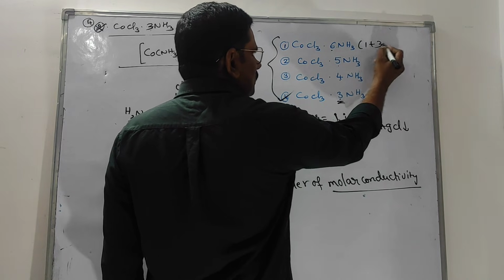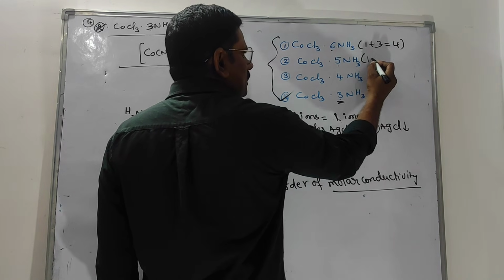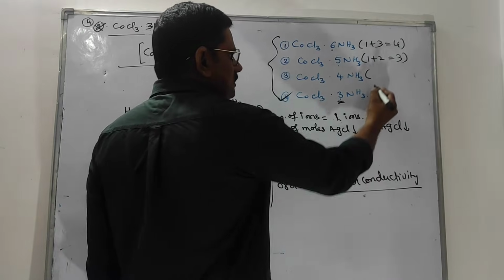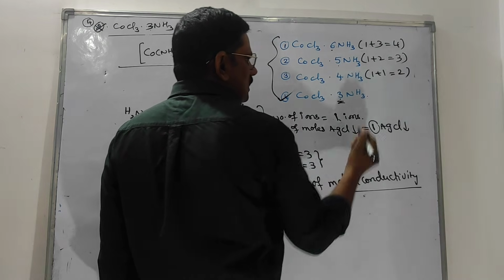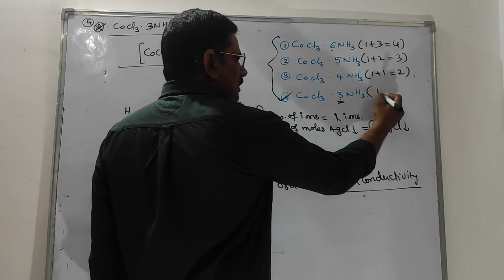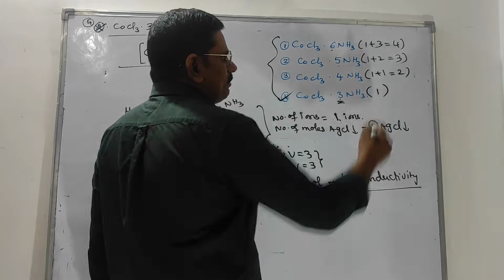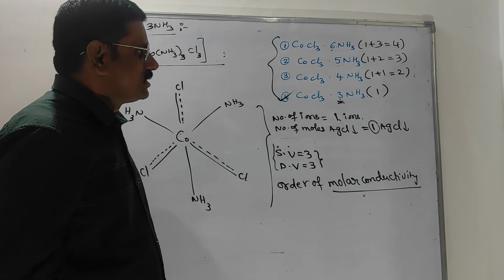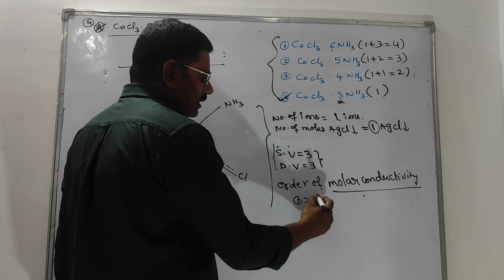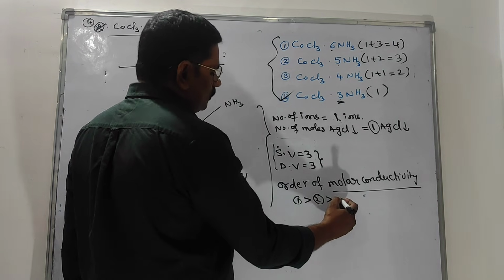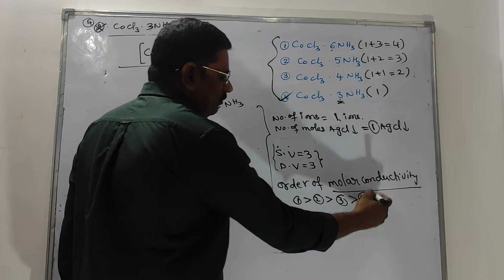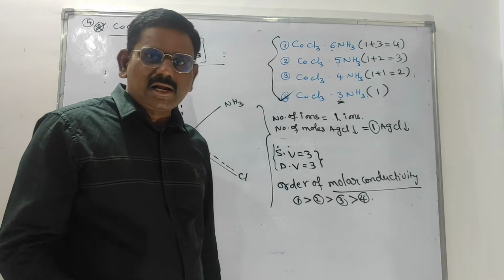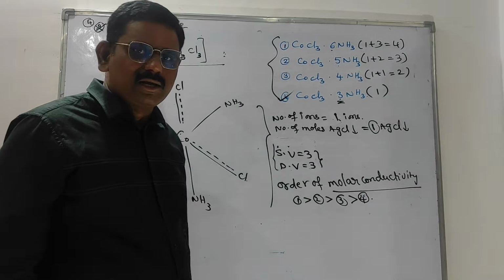In aqueous solution, it forms 1 plus 3, 4 ions. 1 plus 2, 3 ions. During ionization of this complex, it forms 1 plus 1, 2 ions, as we discussed earlier. It forms only 1 ion. So number of ions decreases, hence molar conductivity also decreases. Order of molar conductivity: 1 greater than 2 greater than 3 greater than 4. Number of ions formed in an aqueous solution is also in the same order.